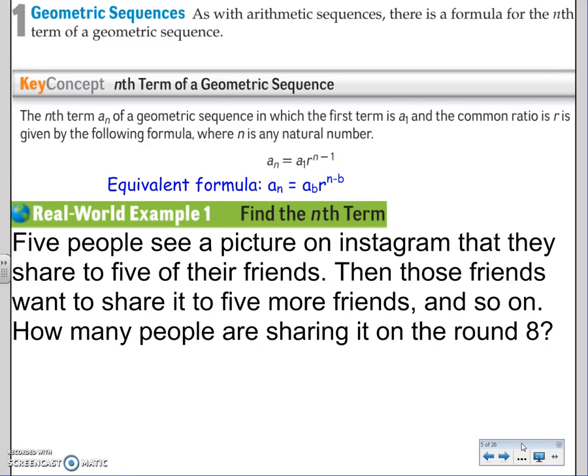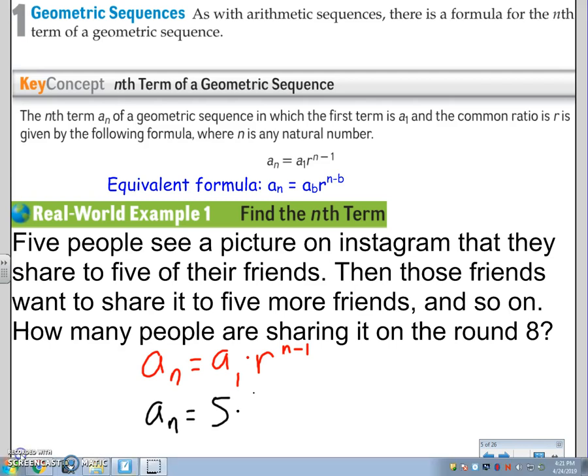Alright, so first example. 5 people see a picture on Instagram that they share to 5 of their friends. Those friends share to 5 of their friends, who then share to 5 more friends, and so on and so forth. How many people are sharing it on the 8th round? So we're going to use this formula. a sub n equals a sub 1 times r to the n minus 1. We don't know how many people are there after the 8th round, but the first amount is 5, and our common ratio is also 5, to the n, this is 8 rounds, minus 1.